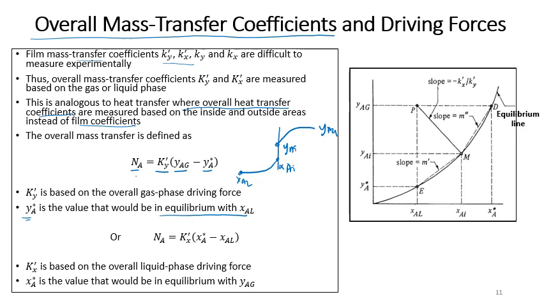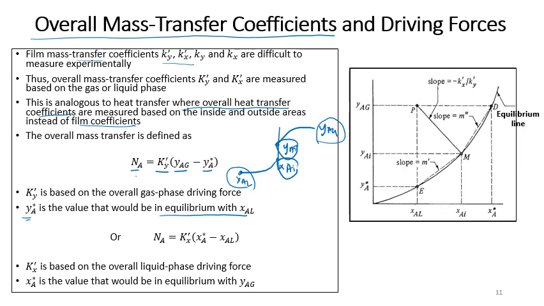So here we want to talk about things that we can measure. At the interface, it's difficult to actually measure the concentration of gas and liquid phase. It's nearly impossible. Maybe it's possible, but it's very difficult. But it's easier for you to measure YAG and XAL, the bulk phase concentration. And also, we want to use the equilibrium value so that it's easier to measure.